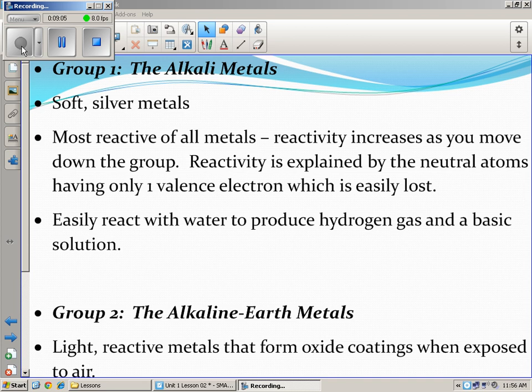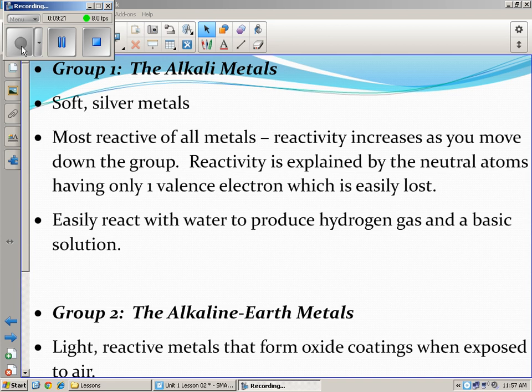All right. They easily react with water to produce hydrogen gas in a basic solution. That is actually part of a single replacement reaction, which you guys know from last year probably, yes? Maybe. We're going to do some more of those this year, so don't worry if you don't.